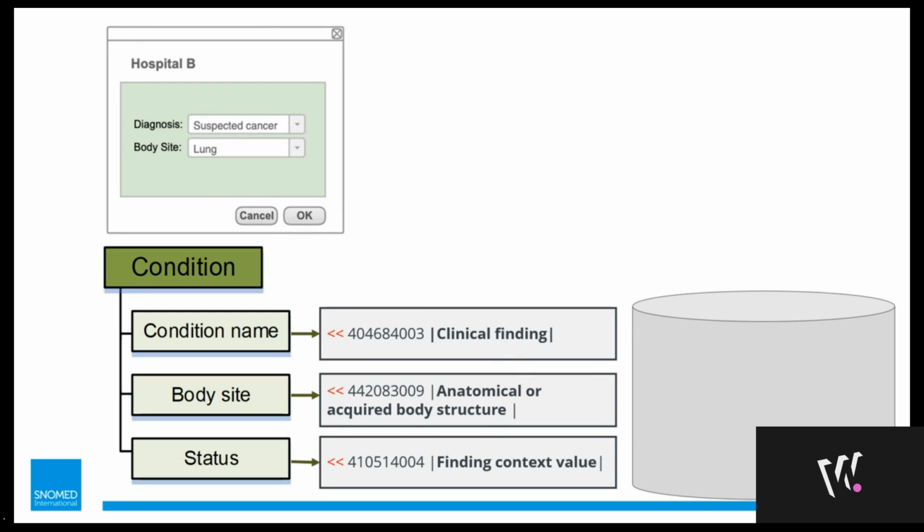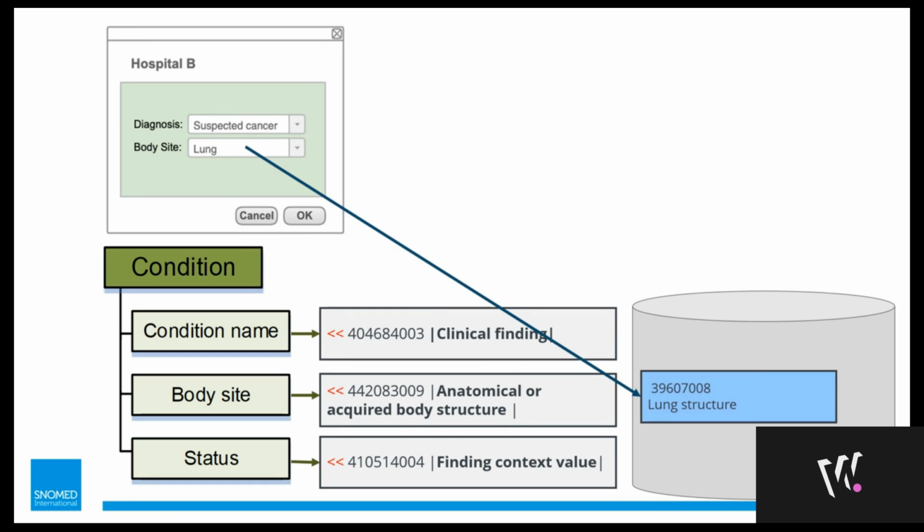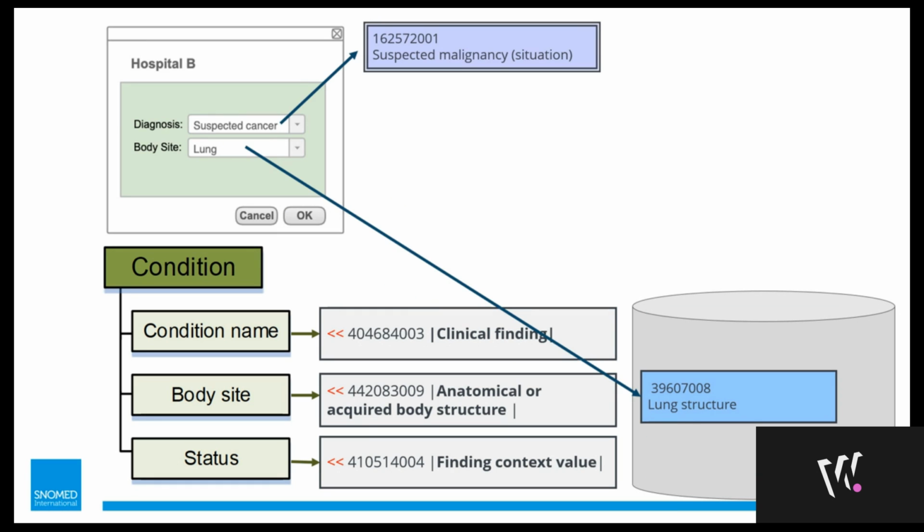In Hospital B, when selecting lung in the body site data entry control, as for Hospital A, the SNOMED CT concept for a lung structure is stored. But when selecting the value suspected cancer, this does not mean that the SNOMED CT concept for suspected malignancy is stored. As you can see from the semantic tag, this concept is a situation, and therefore not a subtype of clinical finding, which is required according to the binding of the condition data element.